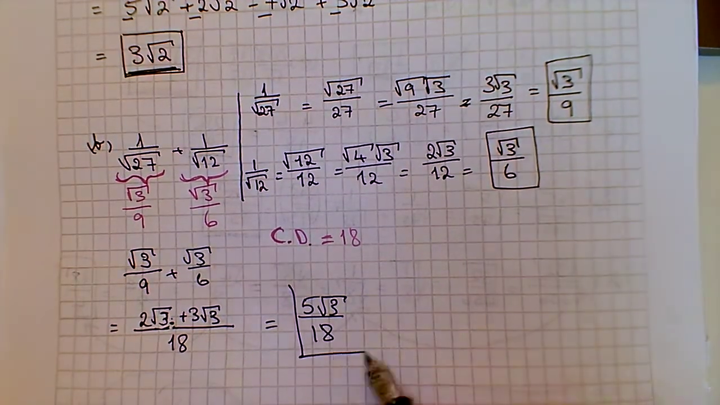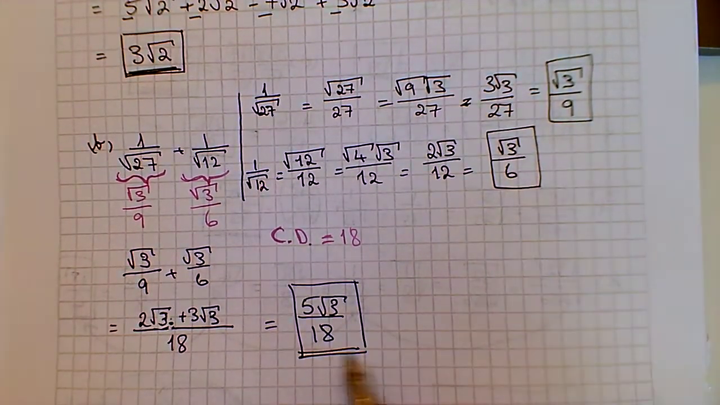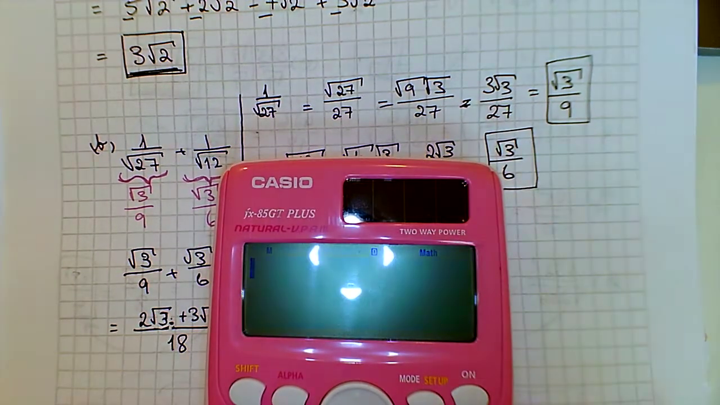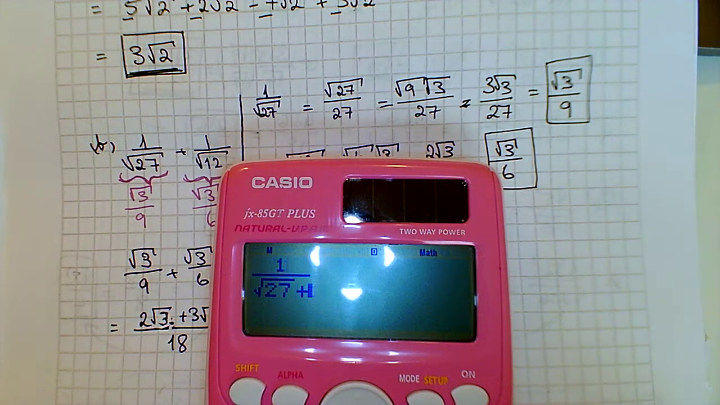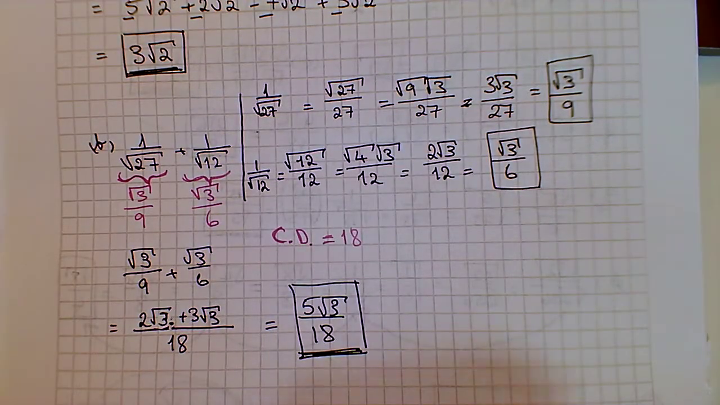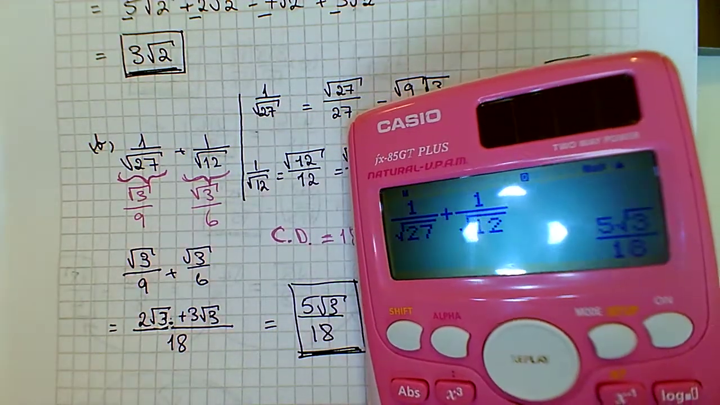Do I feel confident in that answer? Well, as I keep saying, we can actually check our answer in the calculator. So if we've got 1 over the square root of 27 plus 1 over, be careful how we put this in, the square root of 12, I've got my square root sign, and we get 5 root 3 over 18, which is the same answer that I had there. So I'm happy about that.